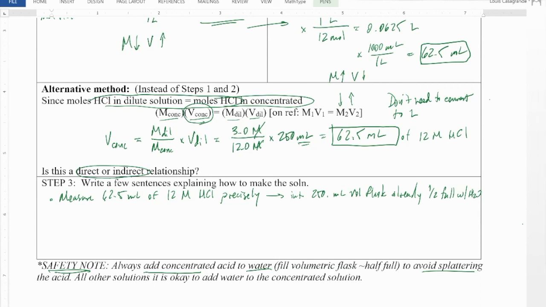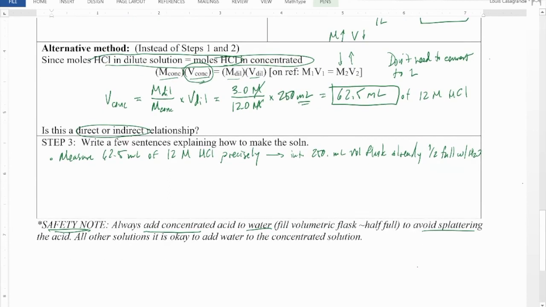All other solutions, it's okay to add water to the concentrated solution. Be careful when you're adding acid to water. Be sure, watch your volumes. Make sure you have enough room for the concentrated solution. In other words, don't overfill the volumetric flask. Make sure you leave room, a little margin of error in there so you don't overfill the flask. Keeping in mind, you probably will get a reduction in volume, but you don't want to have, say, 50% full. You don't want to be half full if you need to put in, say, 3/4 full of your concentrated acid.